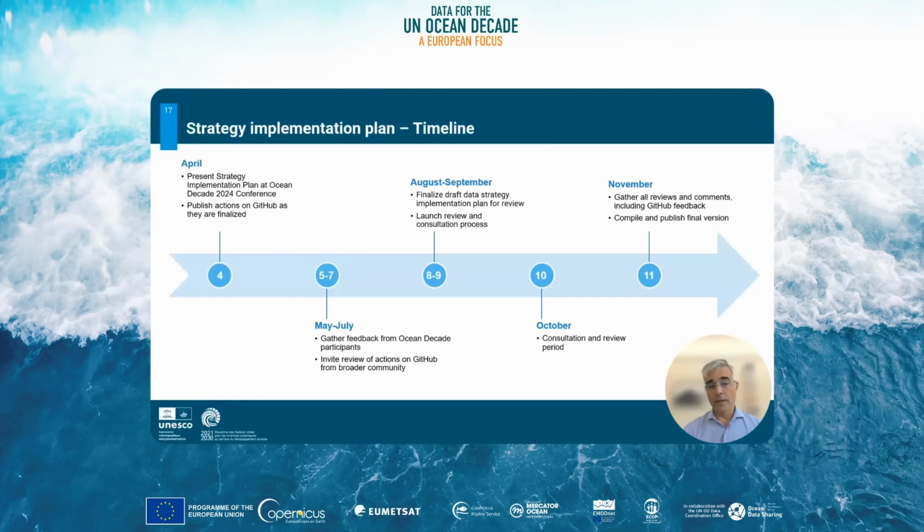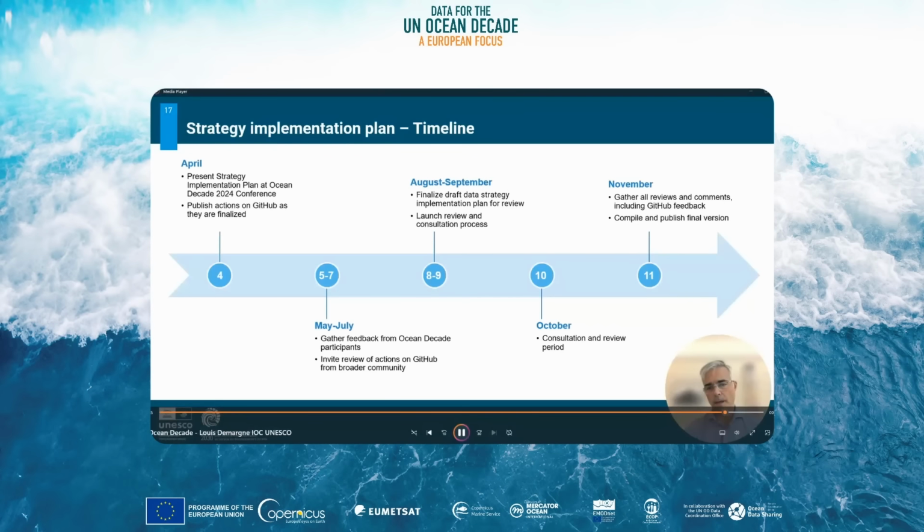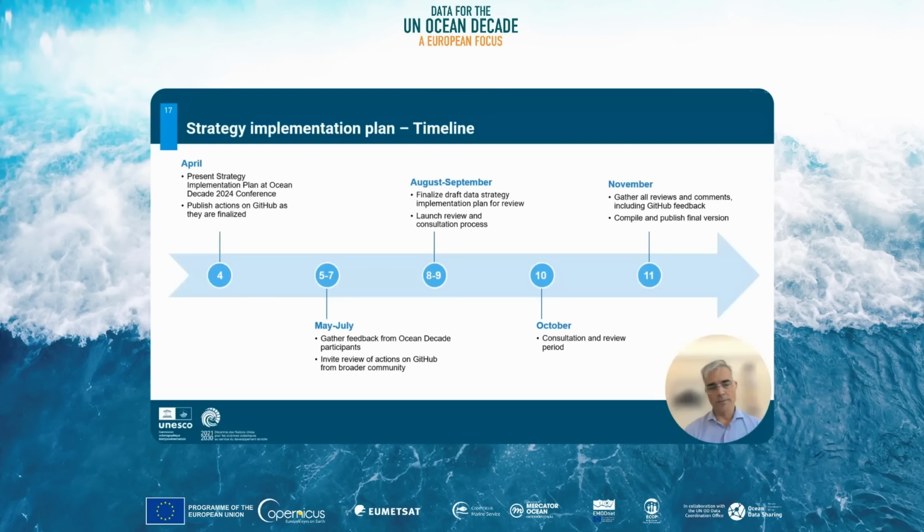So lastly, here's the strategy implementation plan and timeline. We've been working throughout the year on this, and we're coming up now in October, where we are ready with version 0 of the implementation plan. So we will soon be going out for a consultation and review. And in November, we will gather all that feedback and the comments. We also have a GitHub repository with some of that information there, so people can provide inputs through there. And we will compile and publish a final version in that November-December timeframe.